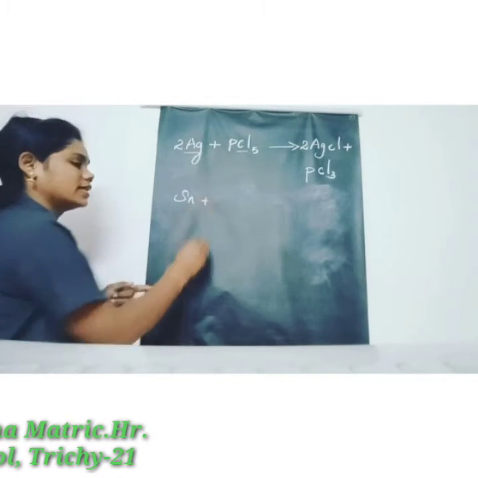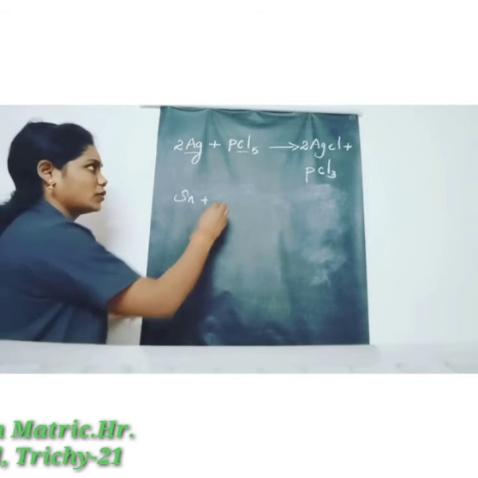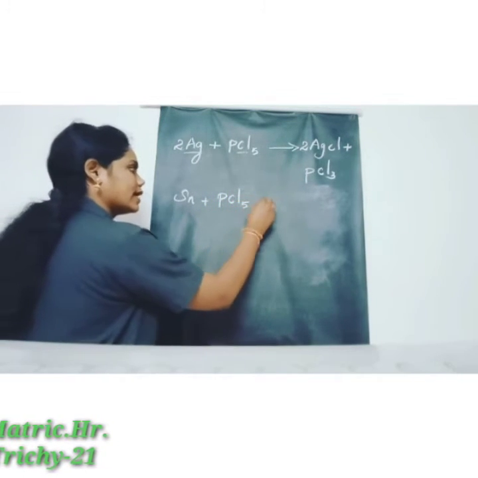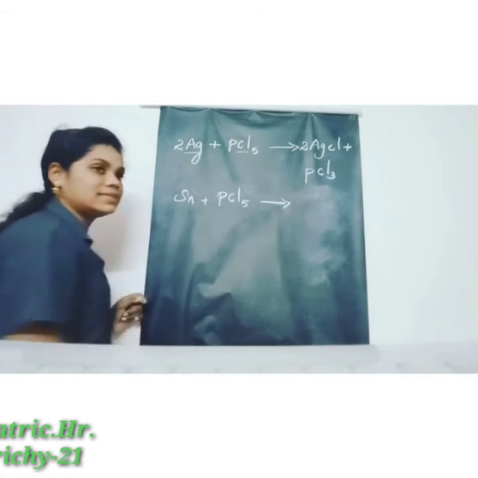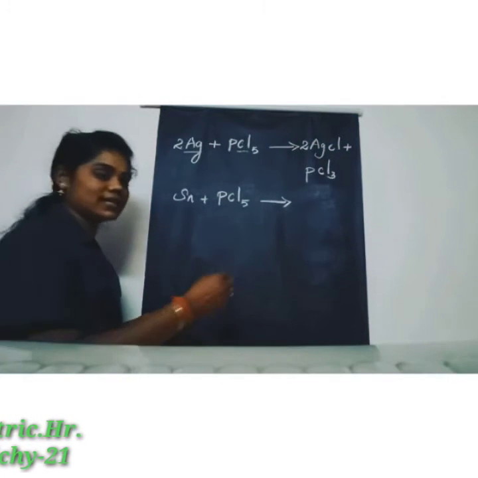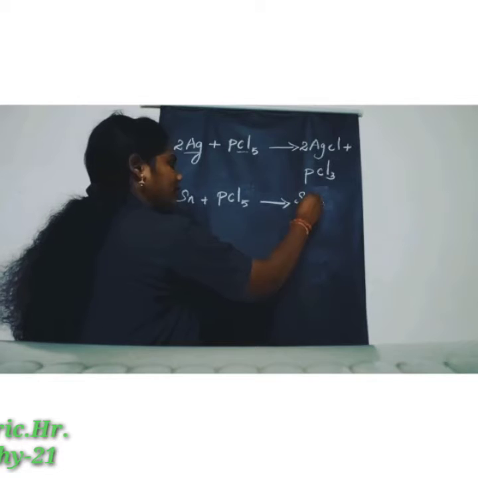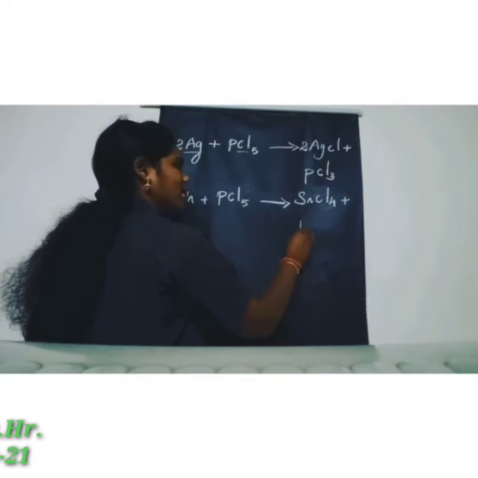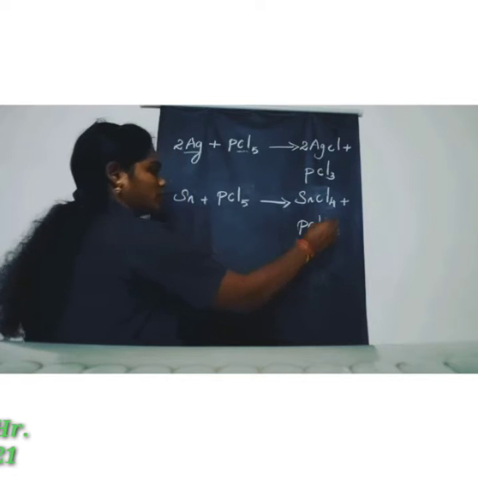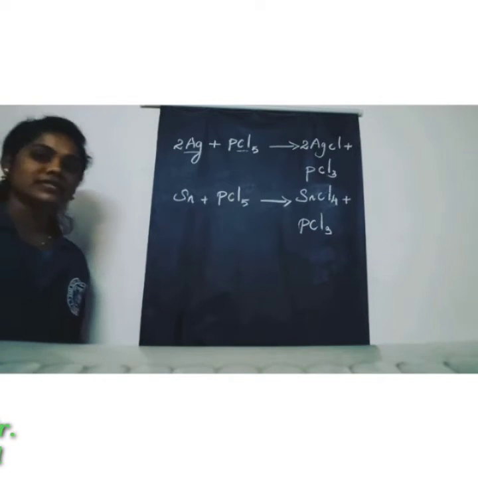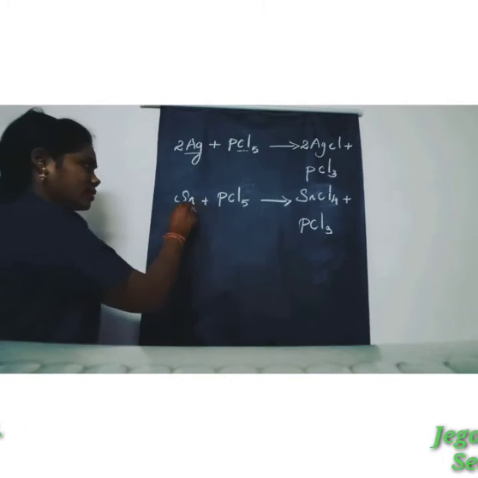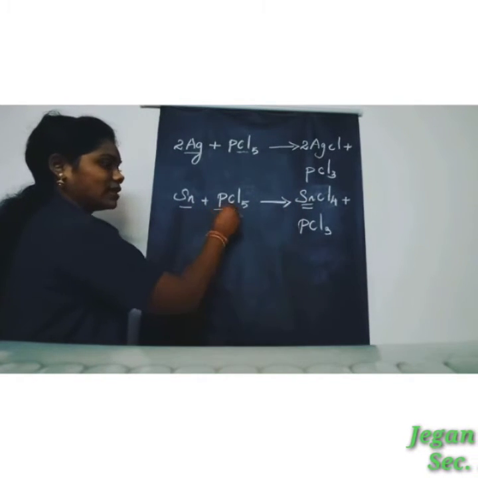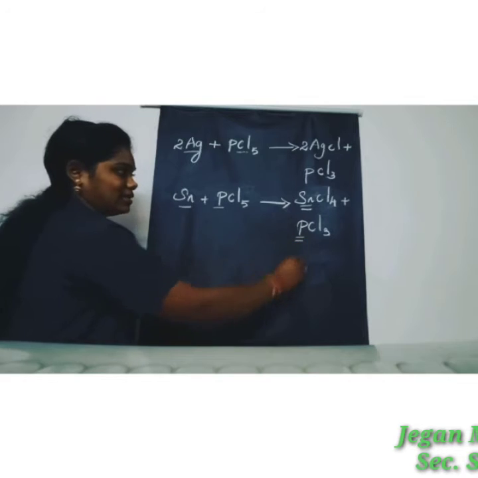And next equation, here tin is treated with phosphorus pentachloride, PCl5. It gives tin tetrachloride, that is SnCl4, plus phosphorus trichloride. Okay, how is the equation balanced? Here Sn 1 time, here also Sn 1 time. Phosphorus 1 time, here also phosphorus 1 time.